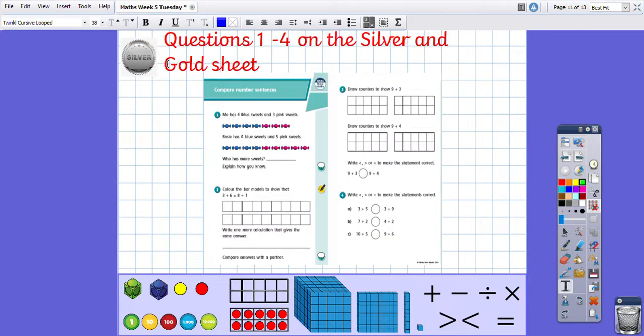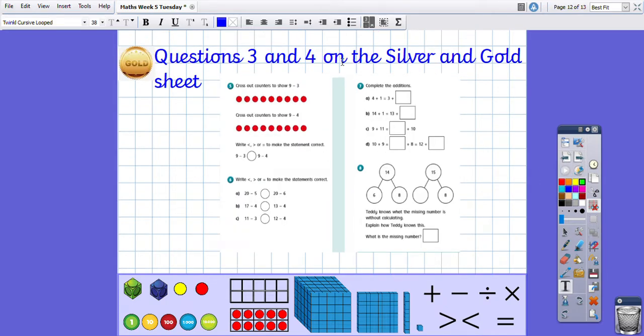Silver, you are doing questions 1 to 4 on the silver and gold sheet. So you have got to see who's got more sweets, colour in the bar models to represent the sum, and write an additional calculation that gives the same answer. You've got to draw some counters in your 10 frames to show the different sums, and then you've got to use your greater than, less than, and equal sign to make the statements correct.